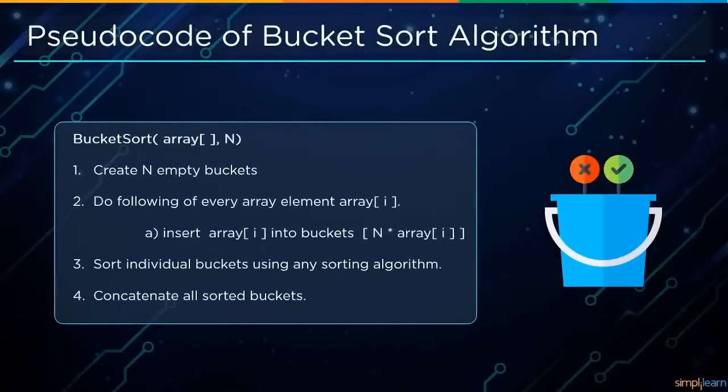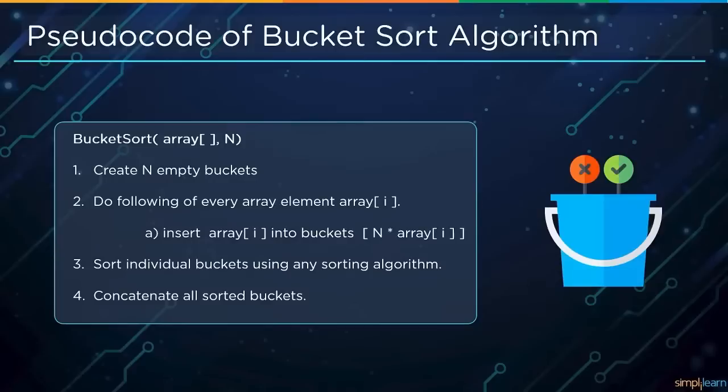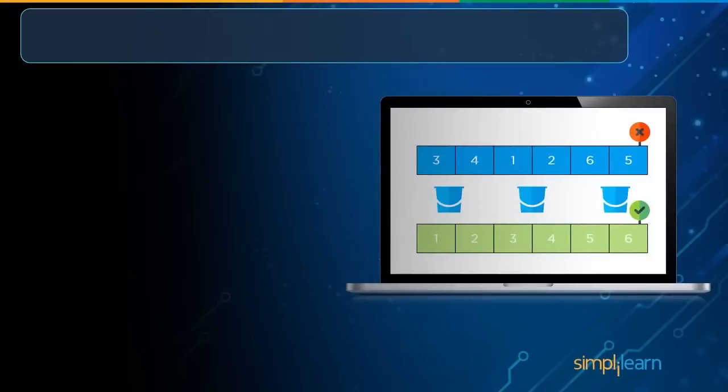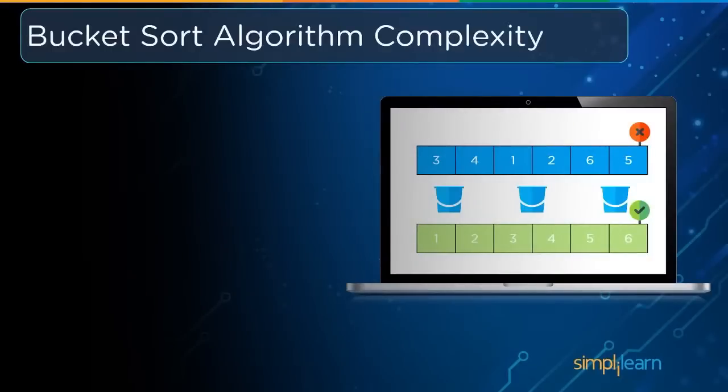understand it effortlessly. So, in the pseudocode, first we will create n empty buckets. Next, we will insert all the array elements into buckets by multiplying by the size of an array. We have to keep doing this for every array element as we understood this in the working of the bucket sort algorithm. After that, we have to sort individual buckets using insertion sort, and finally, we will concatenate all the sorted buckets. Next, we will learn about the complexities of bucket sort algorithm.